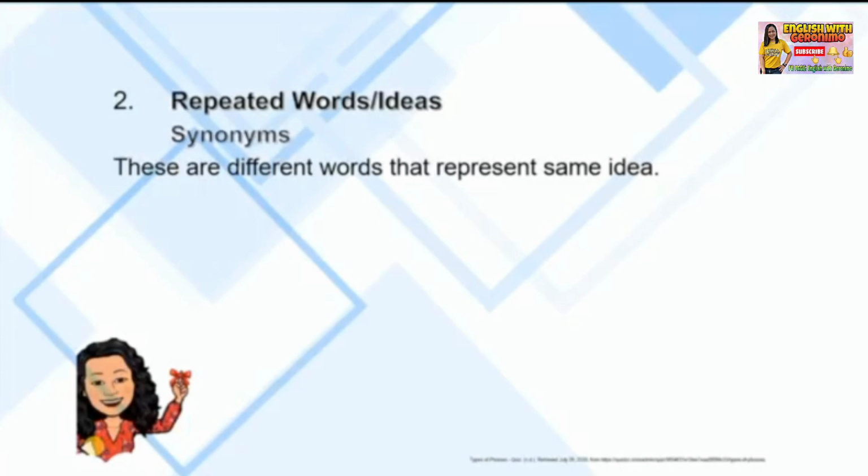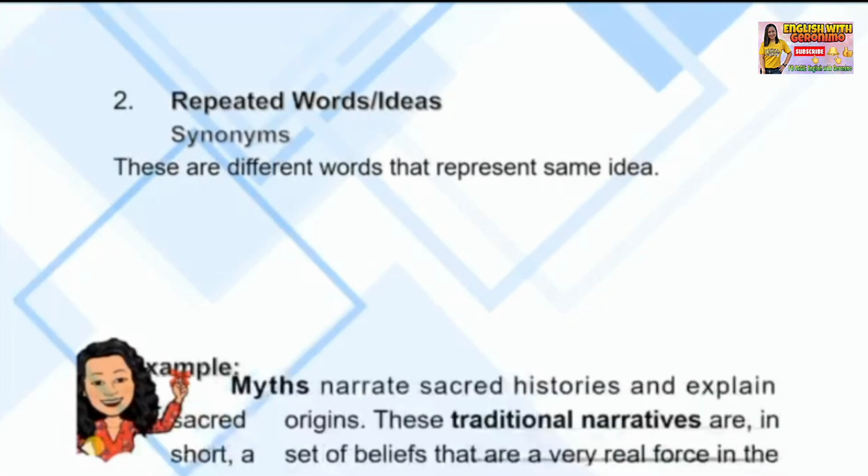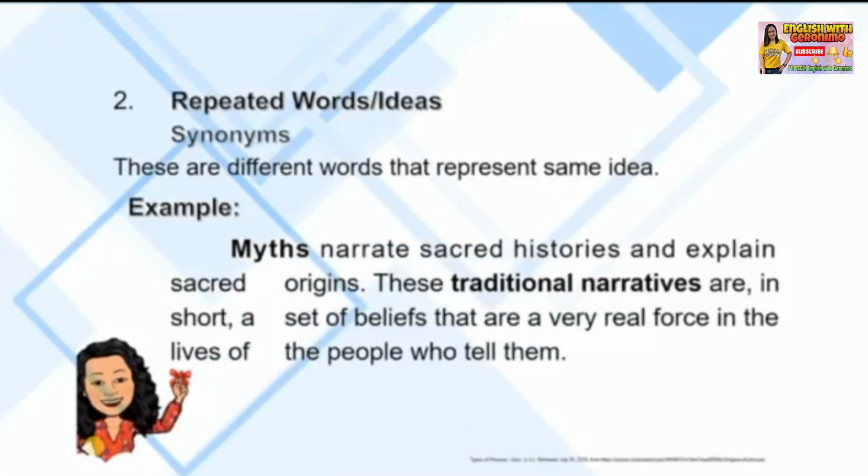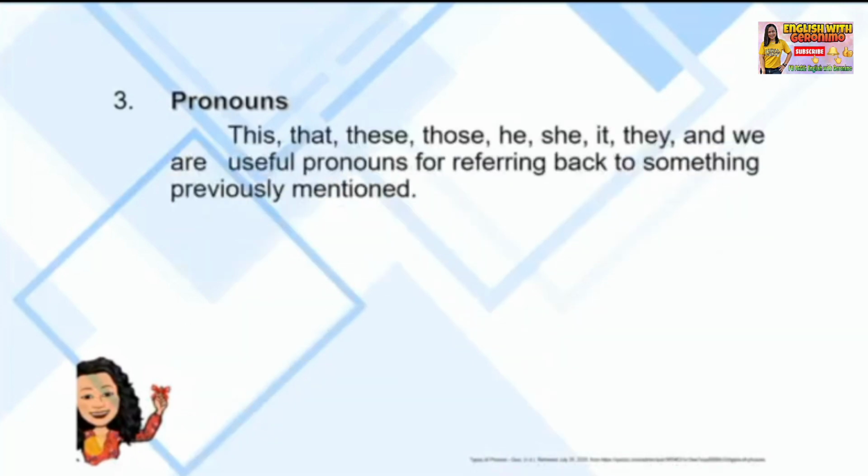Example: myths narrate sacred histories and explain sacred origins. These traditional narratives are, in short, a set of beliefs that are a very real force in the lives of the people who tell them. 3. Pronouns. This, that, these, those, he, she, it, they, and we are useful pronouns for referring back to something previously mentioned.